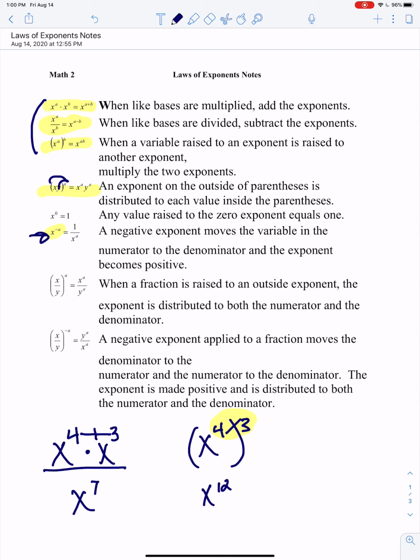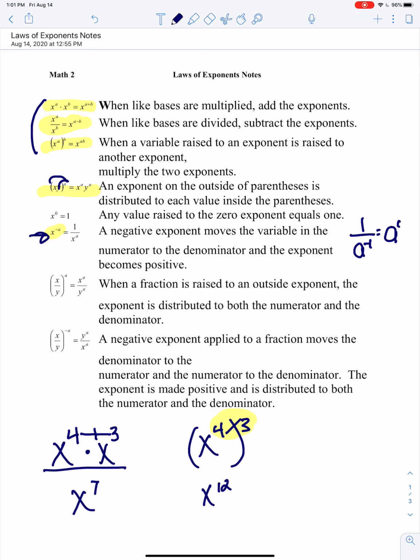If it looked like 1 over a to the negative first, it's unhappy on the bottom, it's negative. You got a negative exponent. So you move it to the top, a to the first. Of course, we normally don't put that 1 there. But you move it to the top to get rid of the negative to make it happy again.